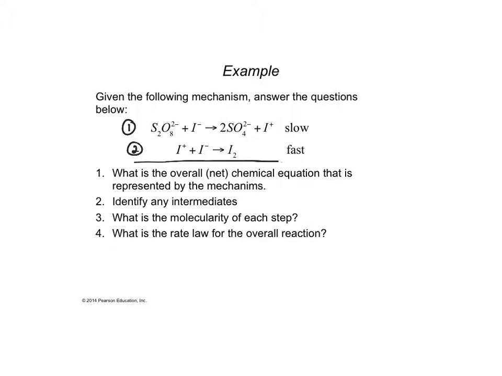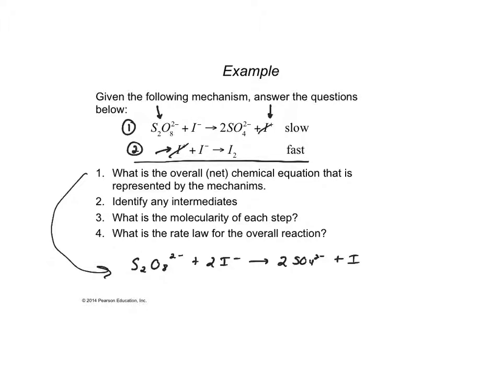So when I do that, I have this guy, okay, it doesn't get canceled by any guy. I've got this guy, which is made and then immediately consumed. So that's going to get canceled. And what am I left with? So for one, my overall reaction is going to be S2O8 2-, plus how many I minuses? 2. 2 I minuses going to make 2 SO4 2-, plus an I2. So this is question 1.